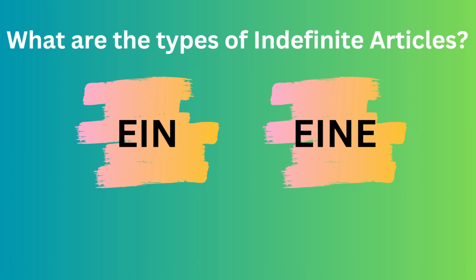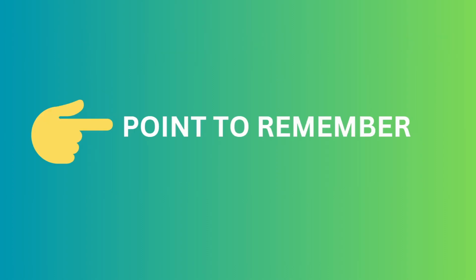What are the types of indefinite articles in German? There are two types of indefinite articles, ein and eine. The German indefinite articles are used just like the English letter A or An. We use ein or eine if something is unknown, new or non-specific. Point to remember, these articles are used only in singular nouns. There is no indefinite article for plural nouns.